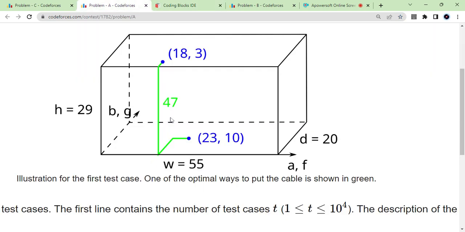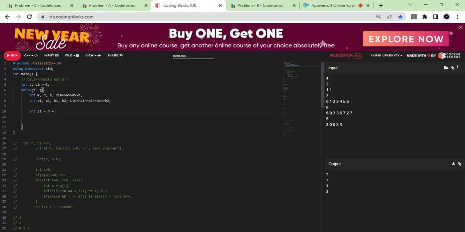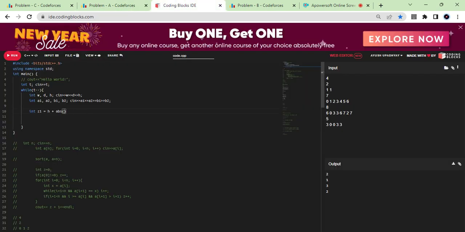Or 18 comma 23 in this case. The difference is 18 comma 23, the absolute difference, which you have to take. First reach this point, which has x coordinate equal to 18, then move backwards to y coordinate equal to 0, then move upwards, the z coordinate, and then move front towards the y coordinate. So h plus the absolute difference between b1 minus b2. Currently I'm taking the difference a1 minus a2, because a1 is 23 and 18 is a2.